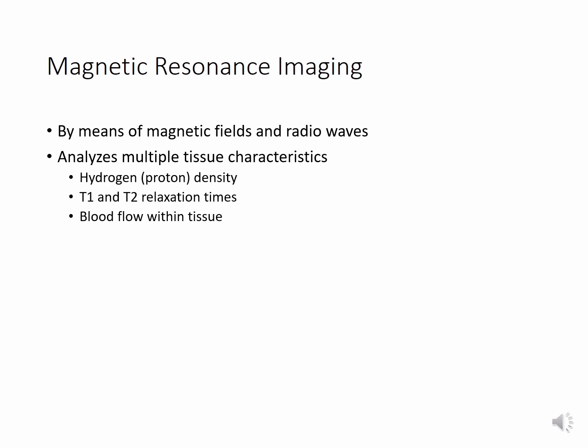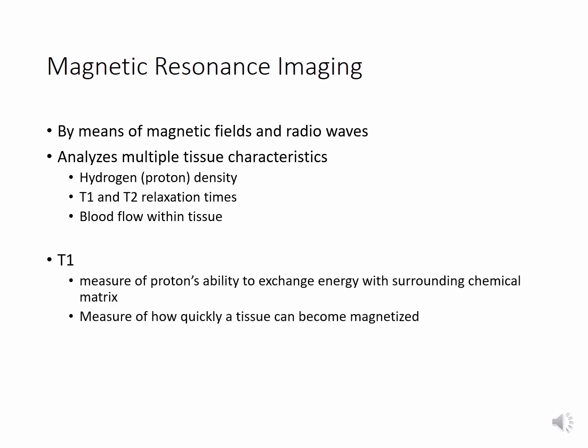So most tissues can be differentiated by significant differences in their characteristic T1 and T2 relaxation times. T1 is a measure of a proton's ability to exchange energy with its surrounding chemical matrix. It is a measure of how quickly a tissue can become magnetized. T2 conveys how quickly a given tissue loses its magnetization.